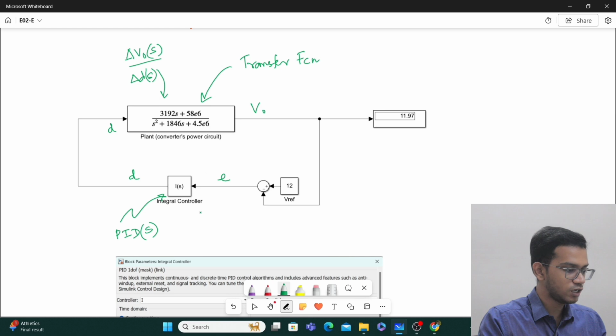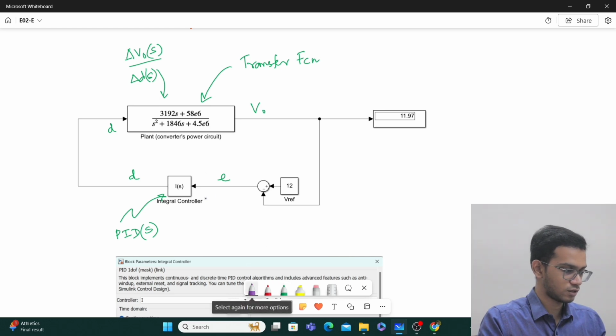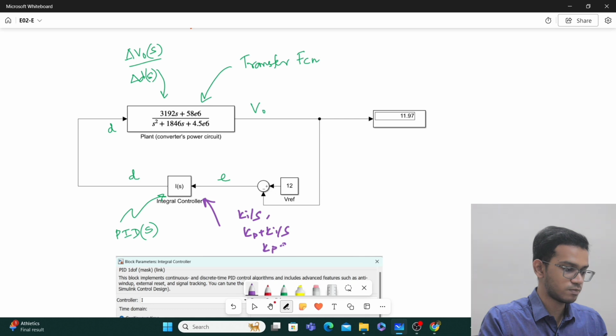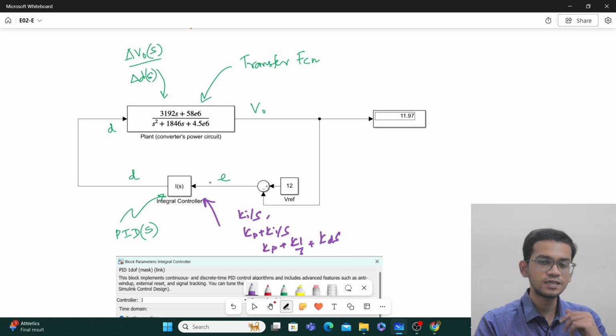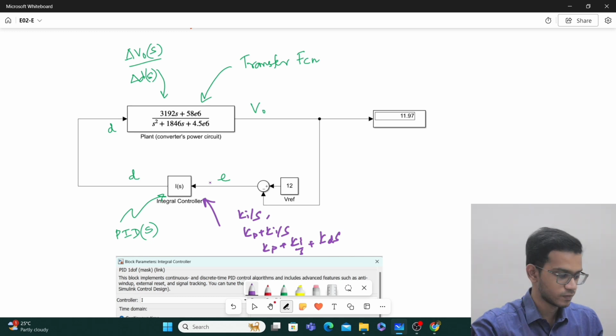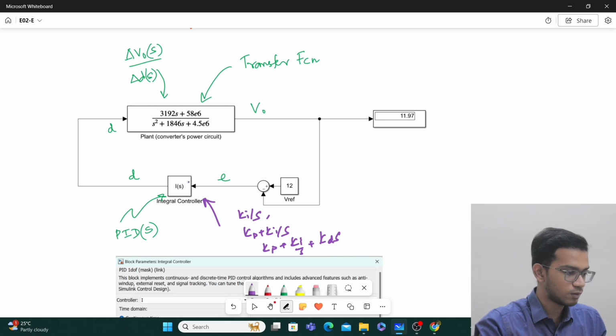Now we don't know what will be here. We don't know whether this is Ki by S or this is Kp plus Ki by S or this is Kp plus Ki by S plus Kd into S. We don't know what this is. So the intent here is to find out what this is and find out the values of Kp, Ki, Kd. That's the intention here. So we double click on this block.